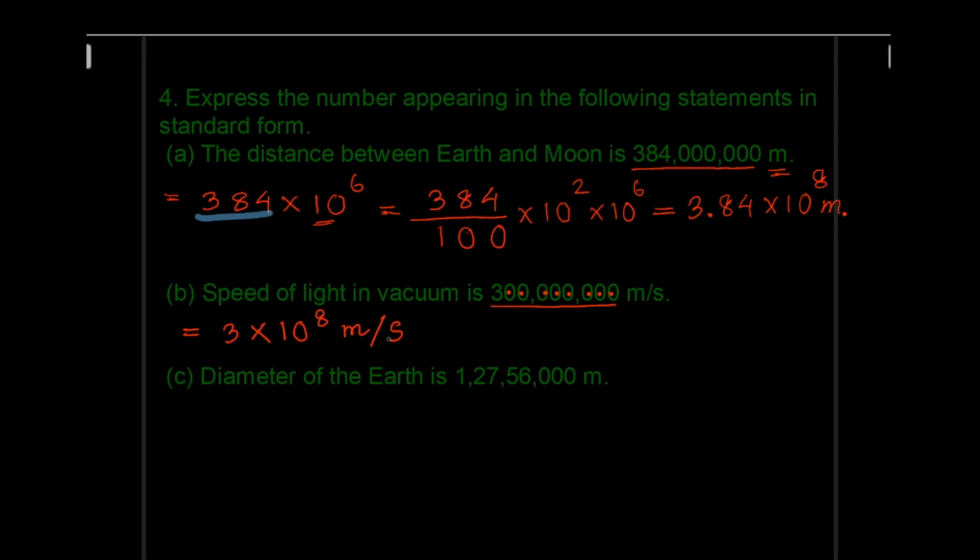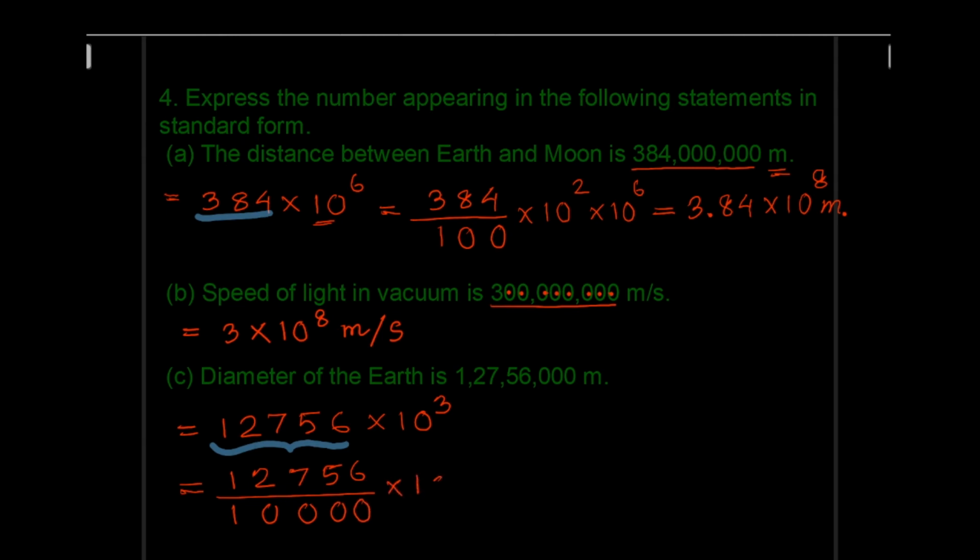Okay. Next, come to question number C. What is given? Diameter of earth is this one, 127 lakhs 56,000 meter. Okay. So how can we write 1, 2, 7, 5, 6 into 10 to the power 3? Can we write? Yes. Next, we have to convert this number into decimal. So 1, 2, 7, 5, 6 should be divided by 10,000, into 10 to the power 4 into 10 to the power 3. Now see, now it becomes 1.2756 into 10 to the power what? 4 plus 3, it will be 7. 10 to the power 7. What will be the unit? Meter. Okay.